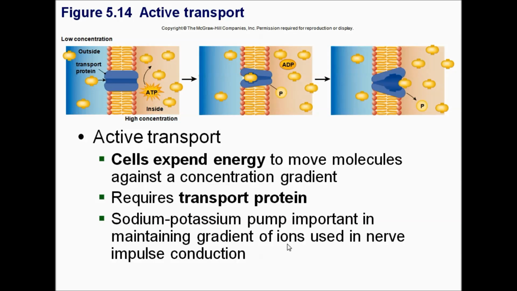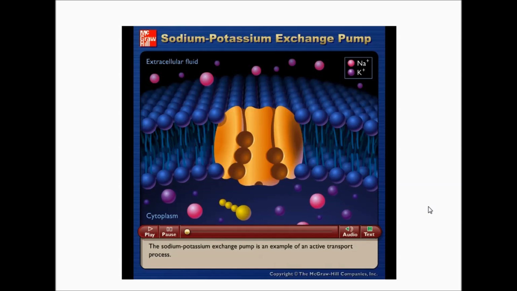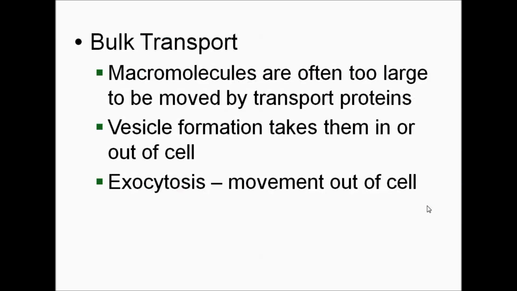A sodium-potassium pump is important in your body to maintain the ions and nerve impulse conduction. One of these pumps is actually broken in someone with cystic fibrosis, and that is what creates the buildup of mucus in the lungs, as a matter of fact. All right, watch that. So we can have bulk transport. Macromolecules are too large, and so we use vesicles to get them in and out.